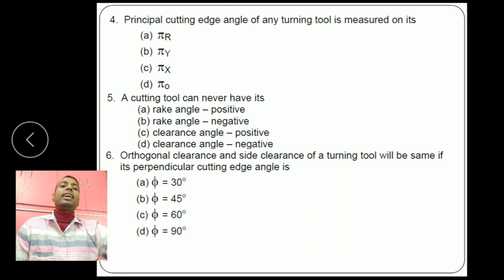The principal cutting edge angle of any turning tool is measured on its pi R, pi Y, pi X, pi O. A cutting tool can never have its: rake angle positive, rake angle negative, clearance angle positive, clearance angle negative. Orthogonal clearance and side clearance of a turning tool will be the same if its principal cutting edge angle is phi equal to 30, phi equal to 45, phi equal to 60, phi equal to 90. So solve it.